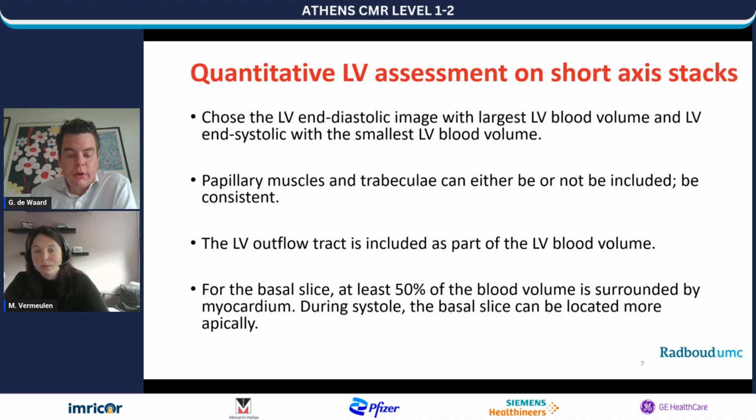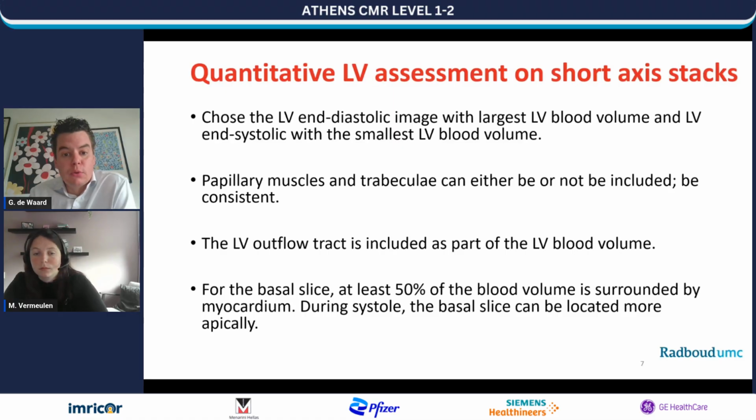Whatever you choose, it's important to be consistent, of course, for the systolic and diastolic images. And of course, it's also important to take into account that the reference values will change a little bit depending on whether or not you include the papillary muscles. What is then important is that the LV outflow tract is in fact included as part of the left ventricular blood volume, and to make sure that the contours are approximating the aortic valve for the left ventricle, and of course the pulmonary valve for the right ventricle.